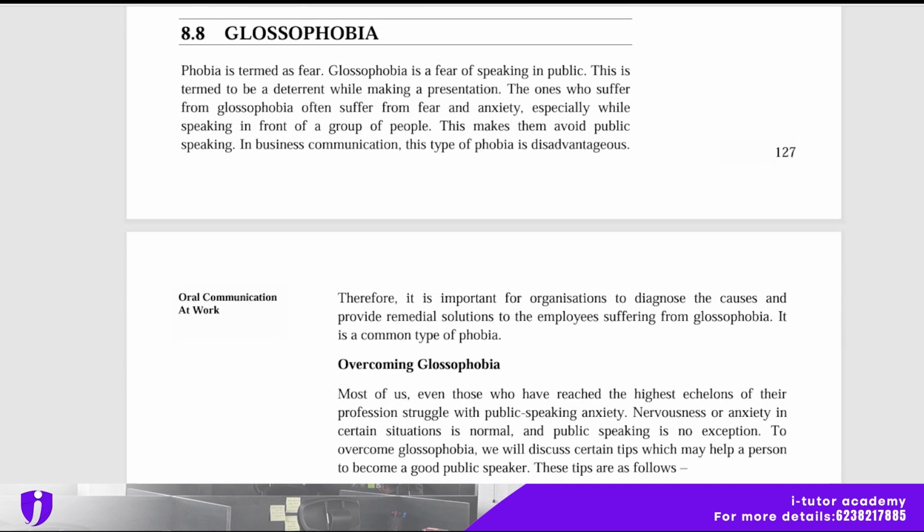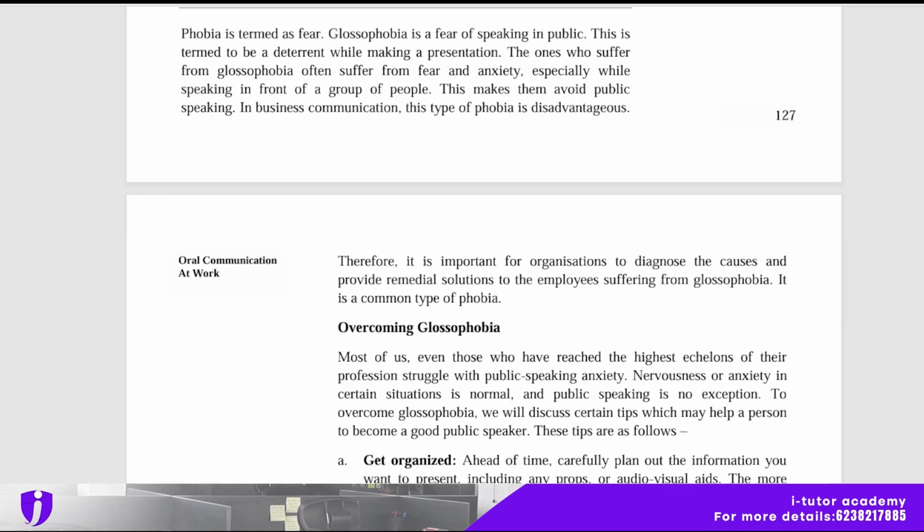So next is glossophobia. What is glossophobia? Phobia is termed as fear. Glossophobia is a fear of speaking in public. This is termed to be a deterrent while making a presentation. The one who suffers from glossophobia often suffers from fear and anxiety, especially while speaking in front of a group of people. So public speaking fear is common, and some people are very nervous to speak in front of the audience, right? So this makes them avoid public speaking.